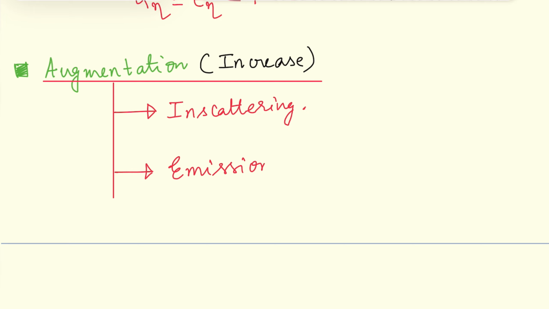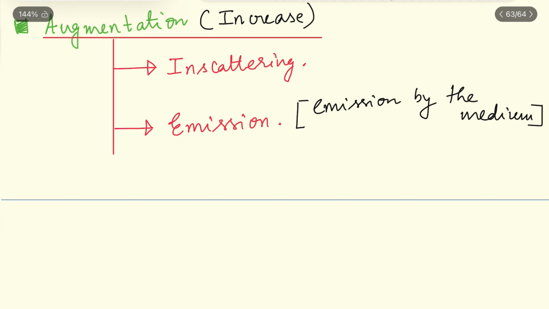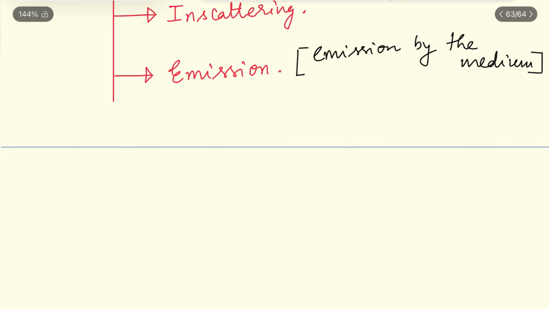Now this is something very confusing, because emission means something is being emitted. So how can it be added? So emission means, I should be very precise, emission by the medium. So energy is being emitted from the medium or by the medium, and that energy is being added to the ray. Okay. So now here I will be taking that assumption. So firstly let me talk about the augmentation by emission. Okay.